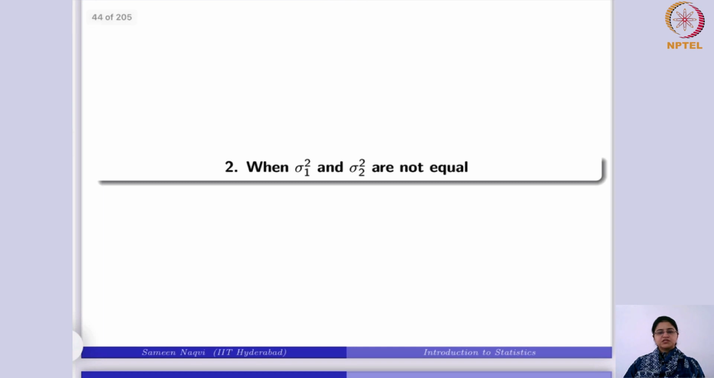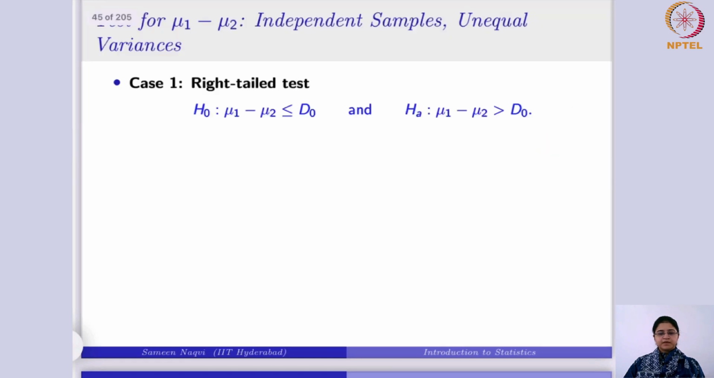Obviously, in many situations you may come across the scenario where the two variances are not equal. So if the two variances are not equal, you cannot use the pooled sample variance concept. Okay, so you have to look at these two separately. You will have the sample variance for the first one and the sample variance for the second sample. So you have unequal variances.